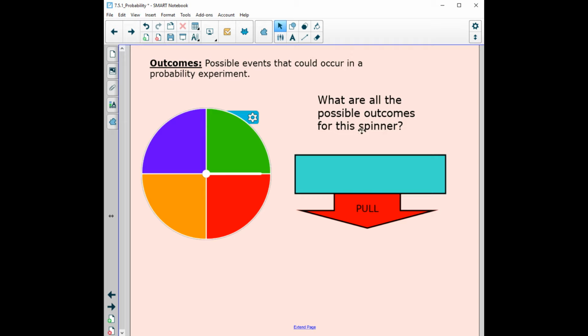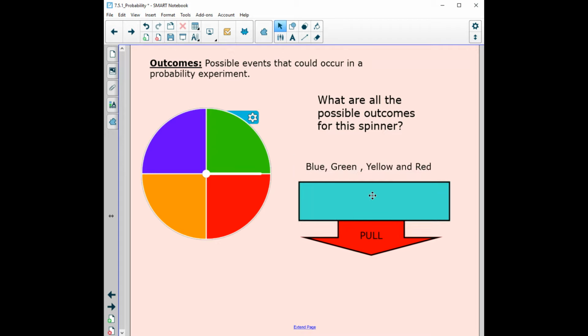So here, what are the possible outcomes for this spinner? Well, if we look at this spinner, our possible outcomes are green, red, orange, and blue. So how many are there? 4 possible outcomes: blue, green, yellow, and red.